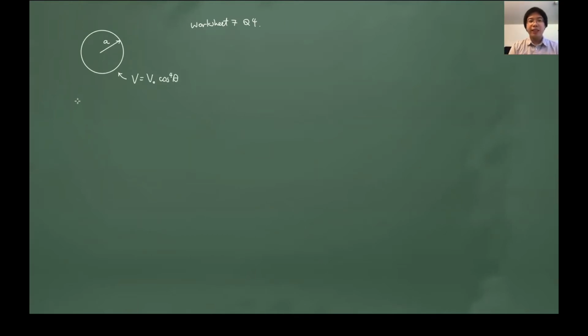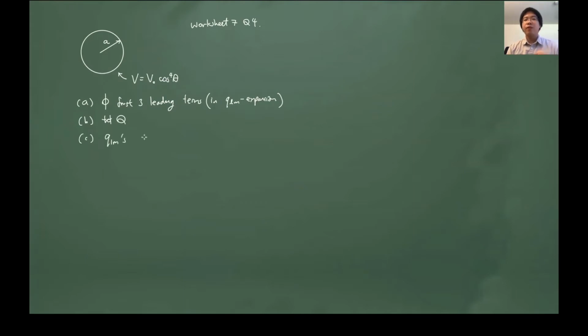So the question is to find the potential in terms of the multipole expansion up to the 3 leading terms, so the first 3 leading terms in the Q_LM expansion. And to find the total charge, so if I have a potential of this specific expression, what is the total charge that creates this potential? Well, that's what it's asking for in part B. And part C, what are the dipole moments? So what are the Q_1Ms, AKA the dipole moments of this specific setup.